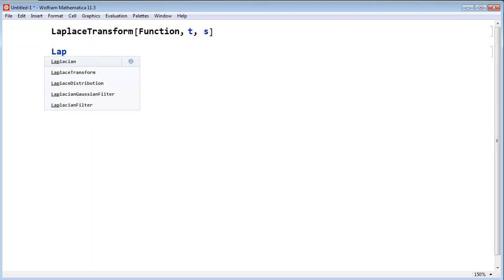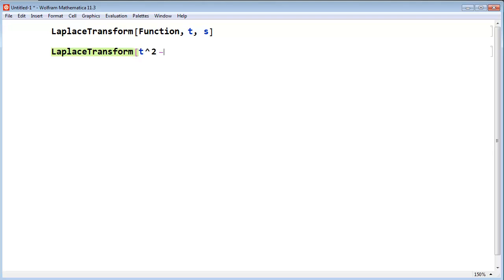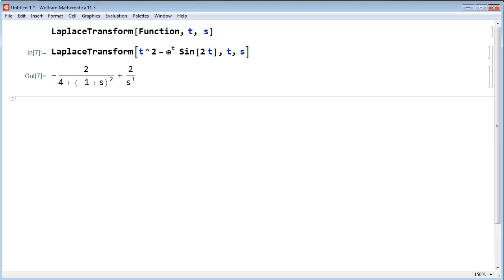If I want to take the Laplace transform of one of the problems I did in the video, which was t squared minus e raised to t times sine of 2t. Remember, sine is capital S, with square brackets for a Mathematica function, and then you put a comma. Your independent variable is t, and your output variable for your transform function is s. And close the square bracket, shift enter, and you'll get the answer.